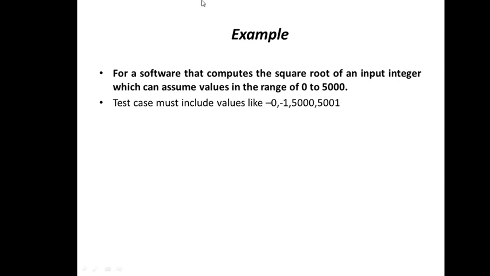Then the second value I am taking greater than 5000, that is 5001. Now what we are doing is, instead of taking one value for the valid range, that was 0 to 5000, as per equivalence class partitioning we were supposed to take one value. But according to boundary value analysis, instead of one, we'll be taking two values, that is at the boundaries. So the first boundary is 0, the second boundary is 5000. So the test case will have four values.